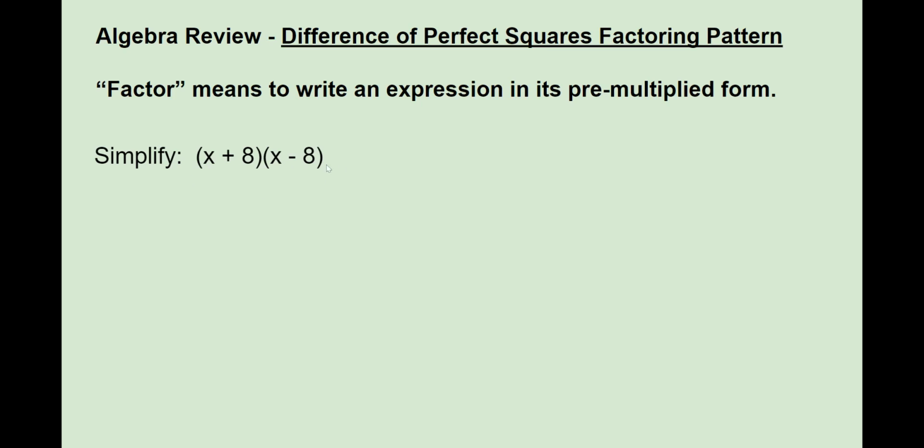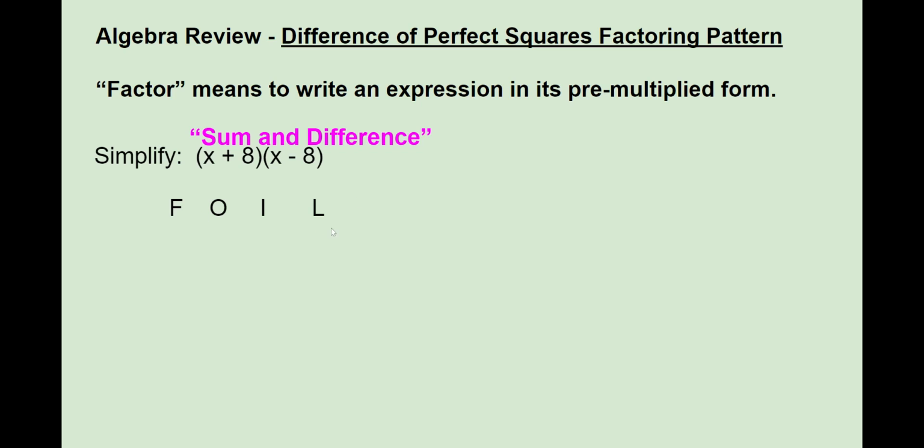All right, so these binomials are kind of special because they both have an x as the first term, and then they have the same number as their second term, in this case, 8. One is addition and one is subtraction, so we call it a sum and a difference. So when we multiply these out, something special happens.